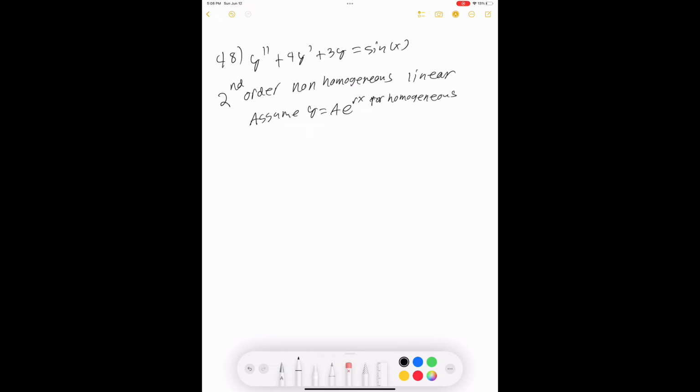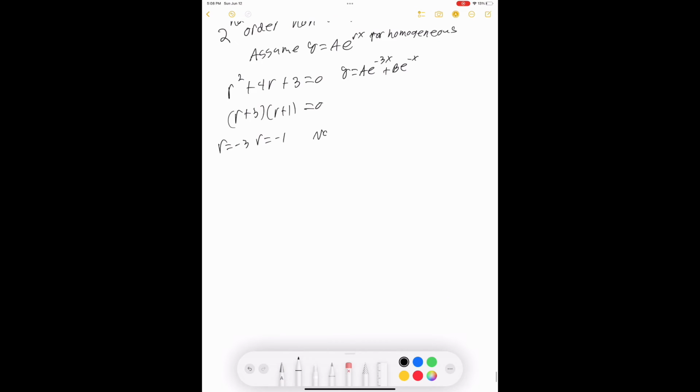Next up, we have another differential equation. It's a second order differential equation, non-homogeneous because it's equal to sine x, and linear. So we're going to assume y equals a e to the rx, in the homogeneous case scenario, giving us r squared plus 4r plus 3. I skipped actually writing in the a e to the rx's because they're all going to cancel out anyway, right? We can just go straight to finding out what our r's are. So y is going to equal a e to the negative 3x plus b e to the negative x. That's going to be our homogeneous solution.